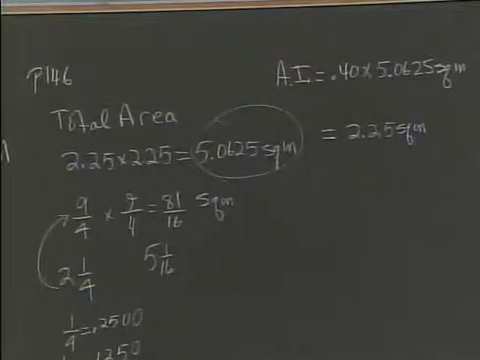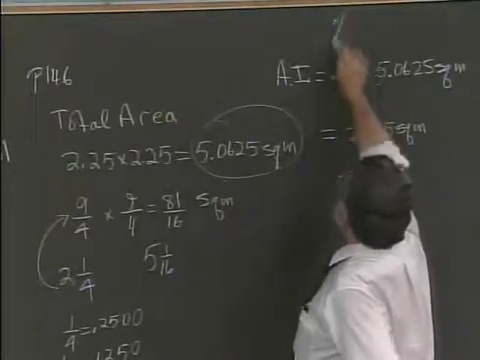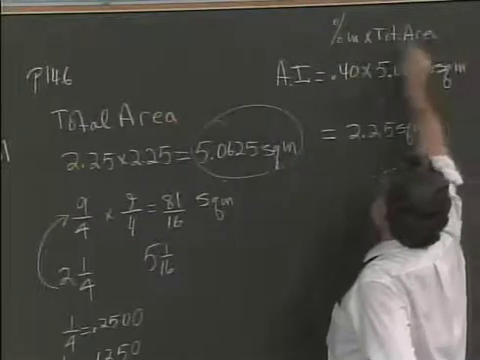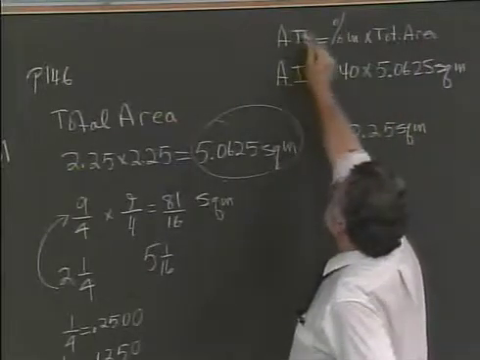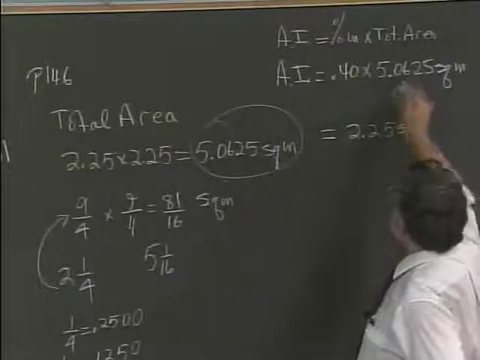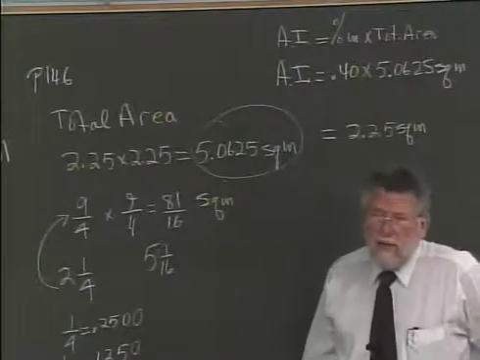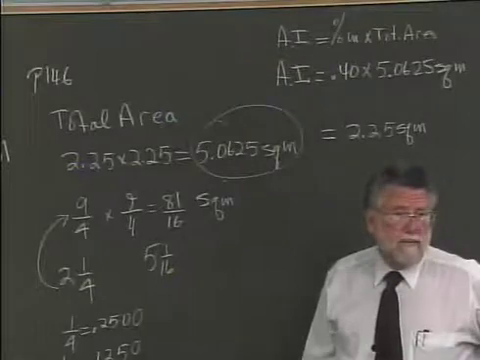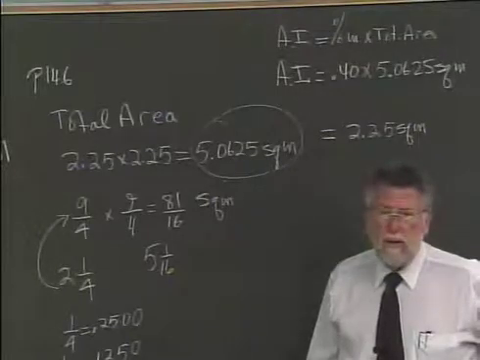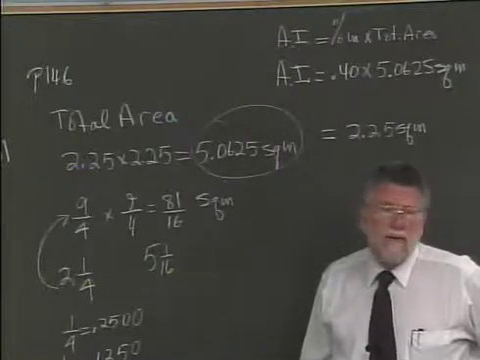Now remember, the argument here is that the AI, the area inside, is going to be your percent in times total area. So this is what your area inside is going to be. We call that AI for area inside. So that was 40%. You multiply 0.40 times your 5.0625, and that gives you the area inside. So in this shape, we have 2 1/4 square inches inside, based on 40% of the points. Now, if you have 3, then you'd have 30%, 0.30. If you have 0.50, then 50%, you multiply, and you get a slightly higher value.